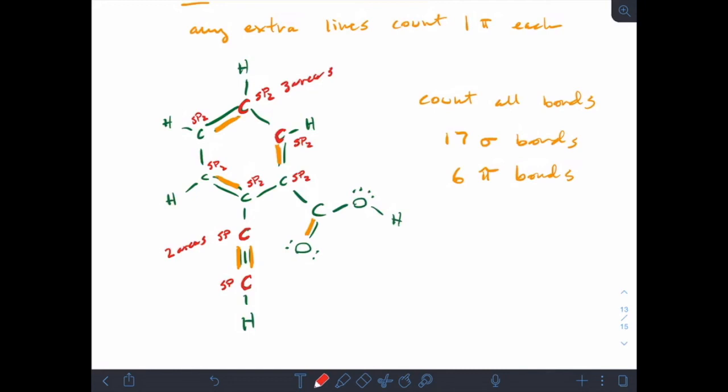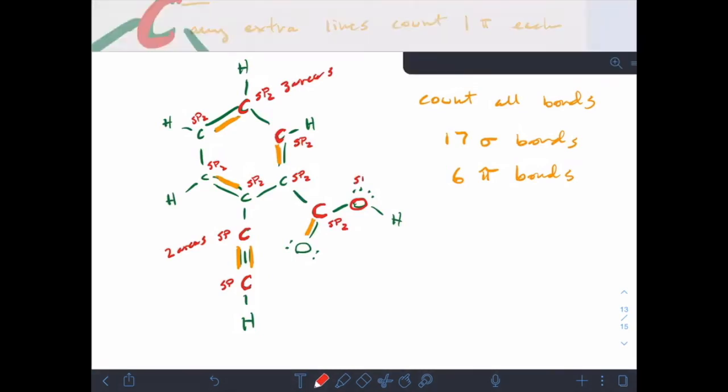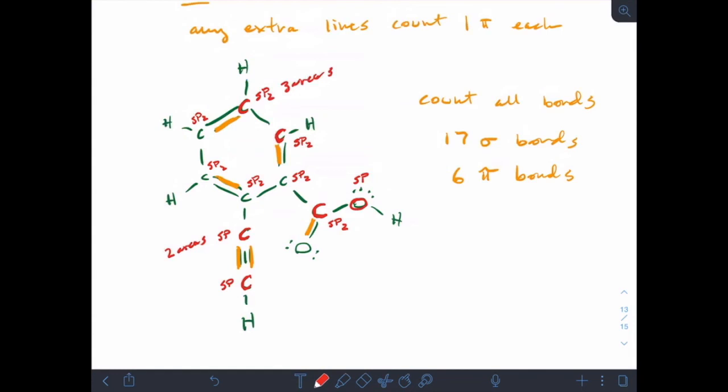Okay, so moving to the right-hand branch off of the ring, the first carbon that we run into is this one, and it has 3 areas, so it's also sp2. The oxygen has 4 areas of electrons around it, sp3. Okay, so we can determine all kinds of things about molecular shape now, and hybridization, and sigma and pi bonds, all kinds of wonderful things. We have lots of information now.